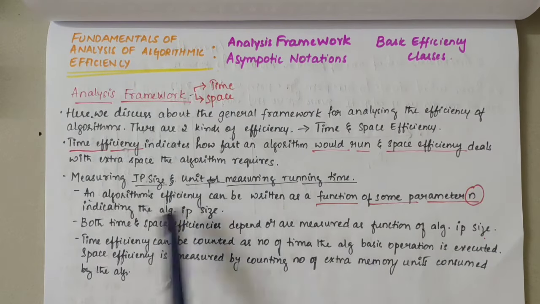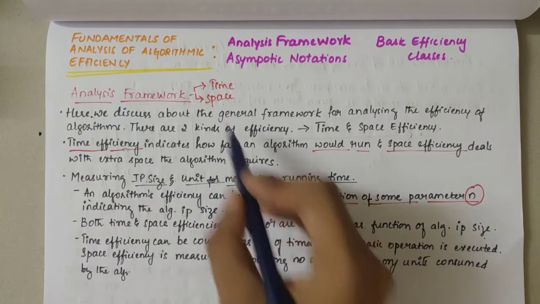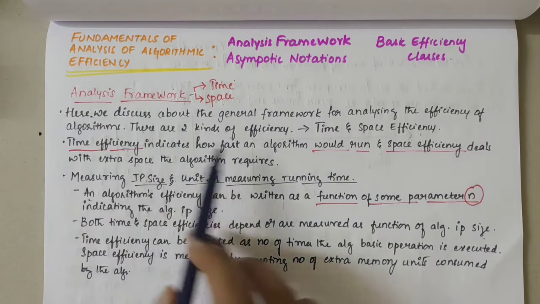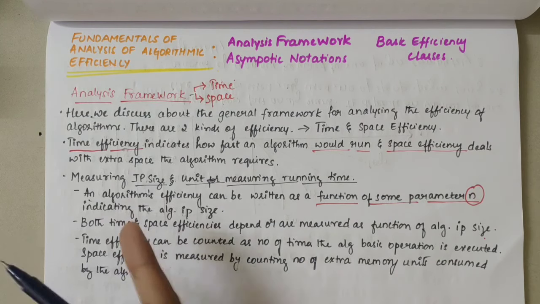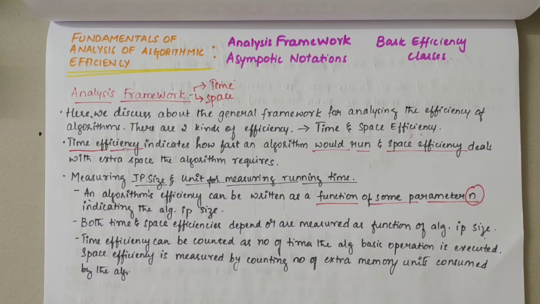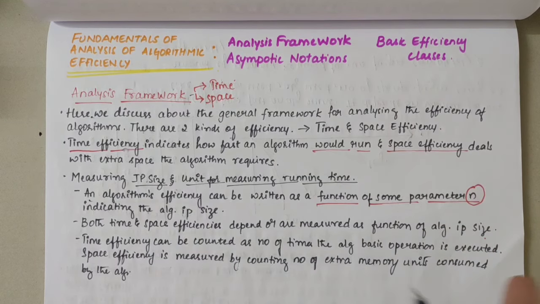In order to discuss the general framework for analyzing the efficiency of algorithms, there are two kinds of efficiency, that is time and space. Time indicates how fast an algorithm would run, and space would tell the extra space required by the algorithm to function. So, measuring input size and the unit for measuring the runtime.